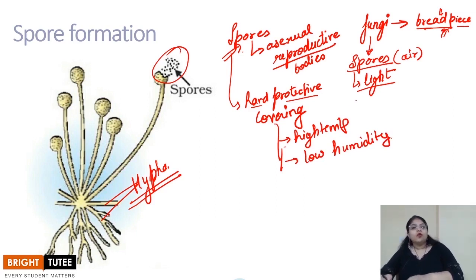But in the case of favorable environments, that is optimum temperature and high humidity, these spores settle on things like bread pieces, leather pieces, and they start forming the new organism.